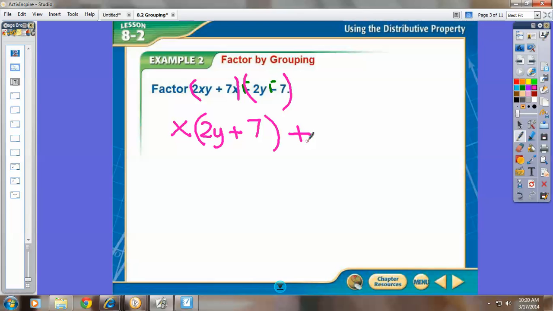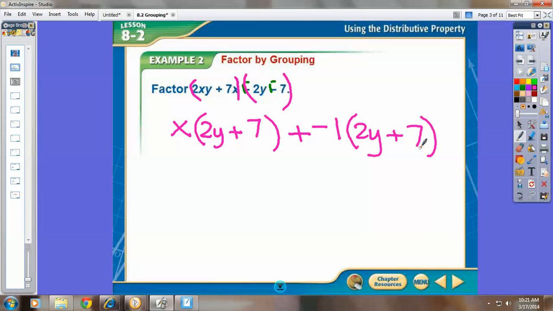Now look at your second group. What can I take out of both of those terms in the second group? -1. Why -1, Evan? The first term is negative. If your first term in any of your expressions is negative, we would always factor out a negative number. So we do need to factor out a -1. That's all I believe we can factor out. So in parentheses, let's write what we have left when we factored out that -1. -2y divided by -1? 2y. Negative 7 divided by negative 1. 7. 2y plus 7. Please write this into your notes, guys.